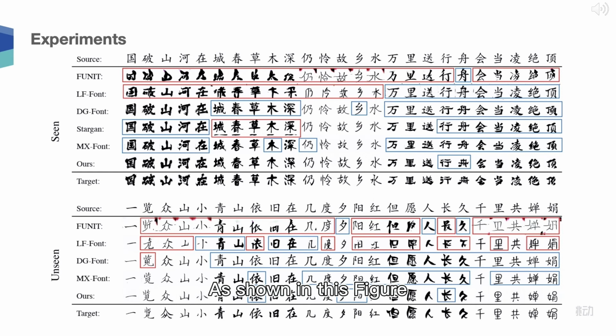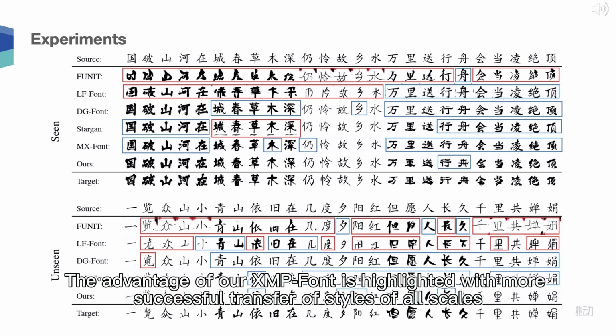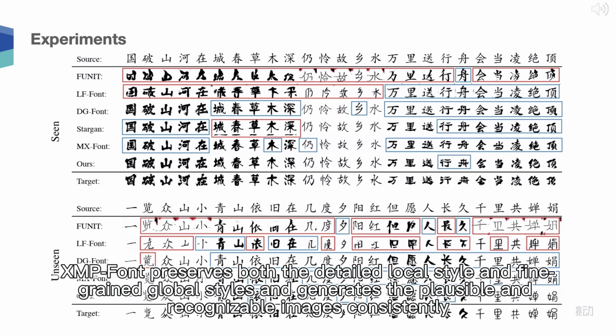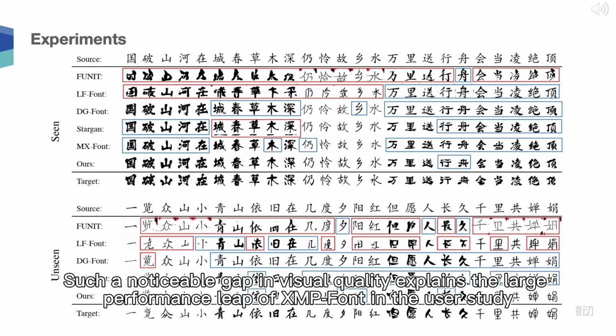As shown in this figure, the blue and red boxes highlight the bad cases. The advantage of our XMP-Font is highlighted with more successful transfer of styles of all scales. XMP-Font preserves both the detailed local style and fine-grained global styles, and generates plausible and recognizable images consistently. Such a noticeable gap in visual quality explains the large performance leap of XMP-Font in the user study.